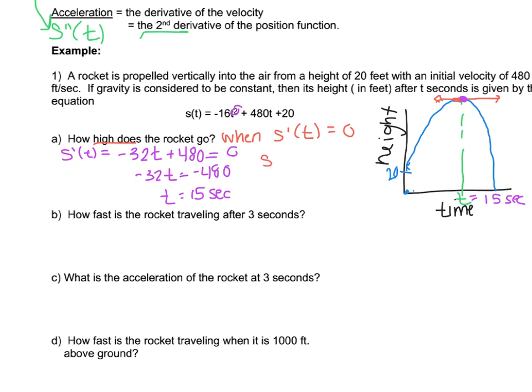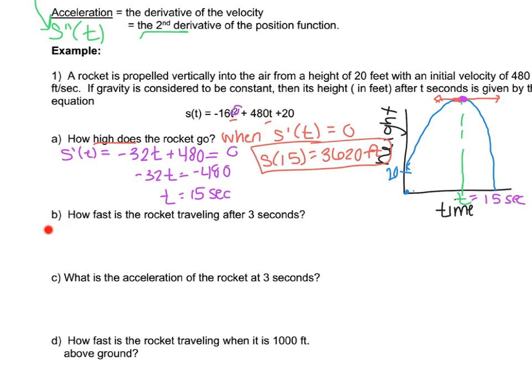So s of 15. So you would just plug 15 in for t in both of those spots, and we would get that maximum height of 3,620 feet. And we did that without graphing it. So that's the beauty of derivatives. They just kind of open up possibilities of solving problems where you don't need to rely on a graph anymore. So I drew this sketch, but we could have done this without that sketch.